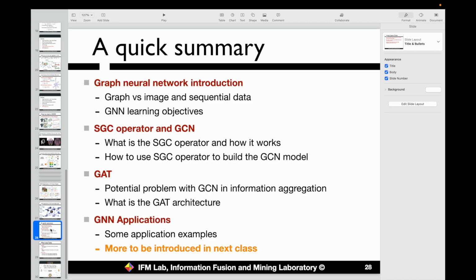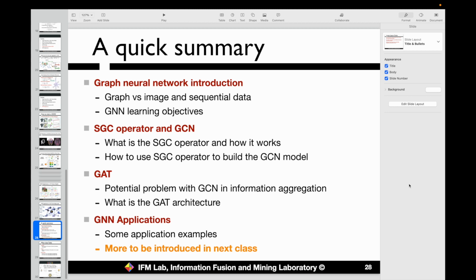Here we want to do a summary for this section. In this part, we focus on studying how to build a deep learning model for graph data, which is the graph neural networks, right? We compared graphs versus the images as well as sequence data we mentioned before. We also discussed the objective for graph neural network model learning, which is to learn the embedding vectors for all the nodes inside graphs, right?